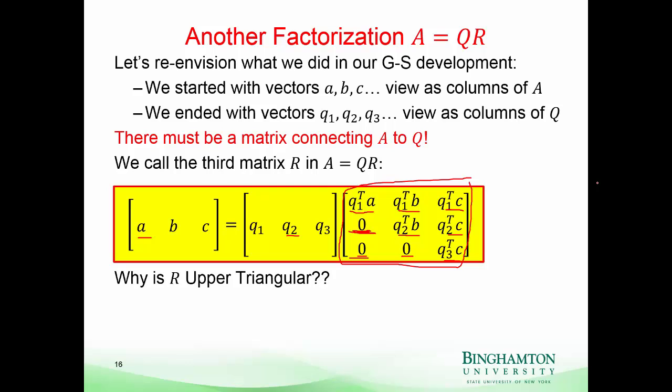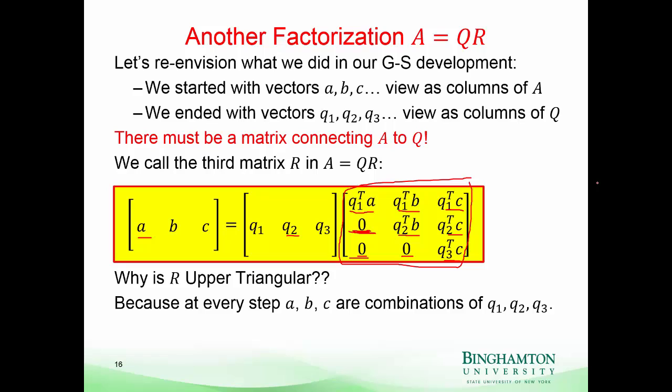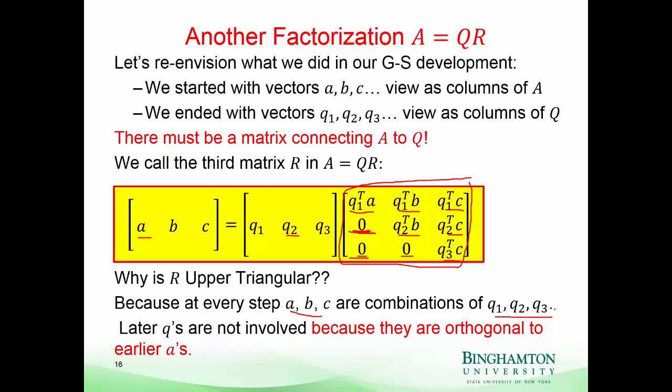But another way to view this, why is R upper triangular? Why does it end up that way? Another view, well, every step, A, B, C are combinations of the Q1, Q2, and Q3, but the key is that the later Qs are not involved in the earlier computations. Earlier meaning, computing Q1, so Q3 is not involved in computing Q1. Q2 is not involved in computing Q1. And so that's kind of why we need this.